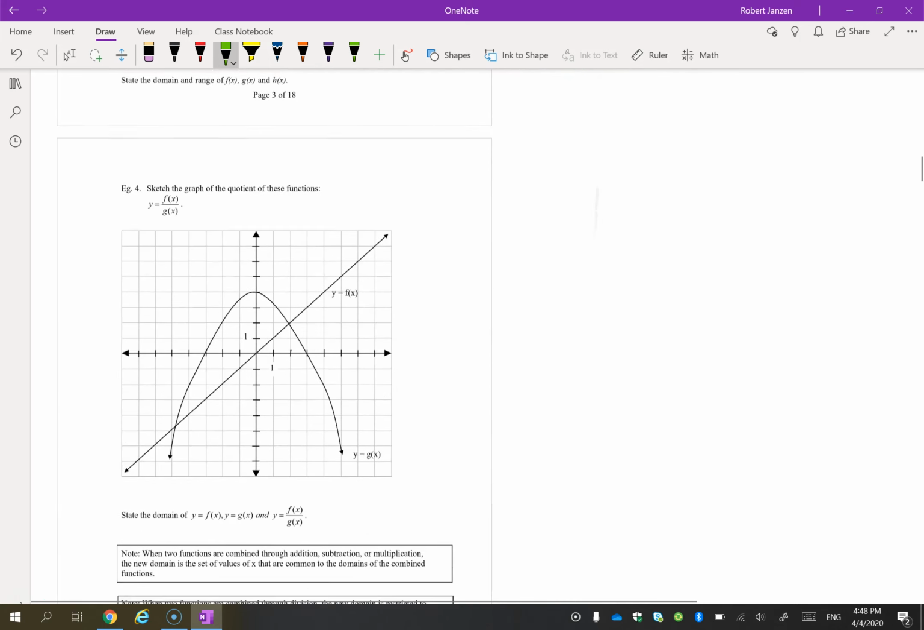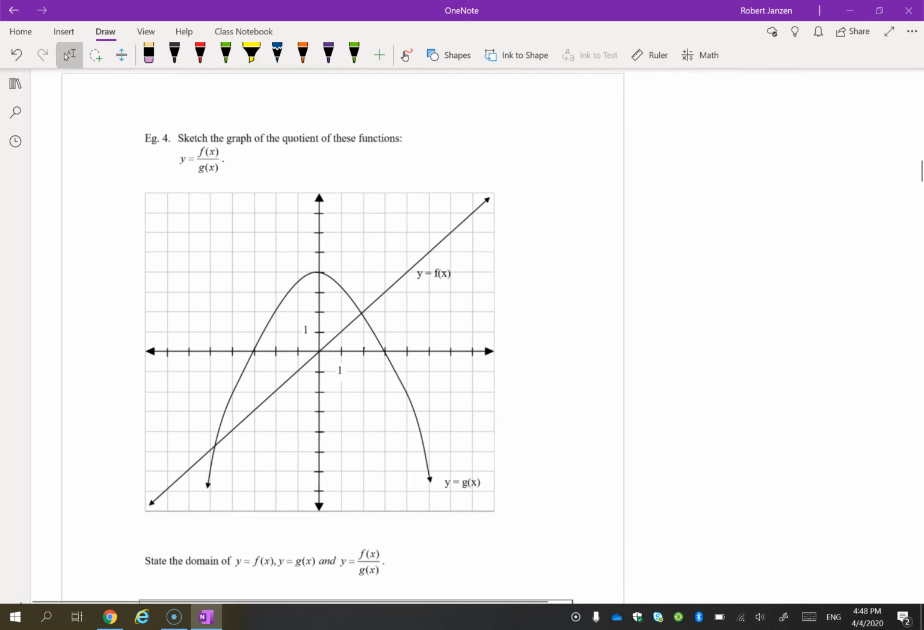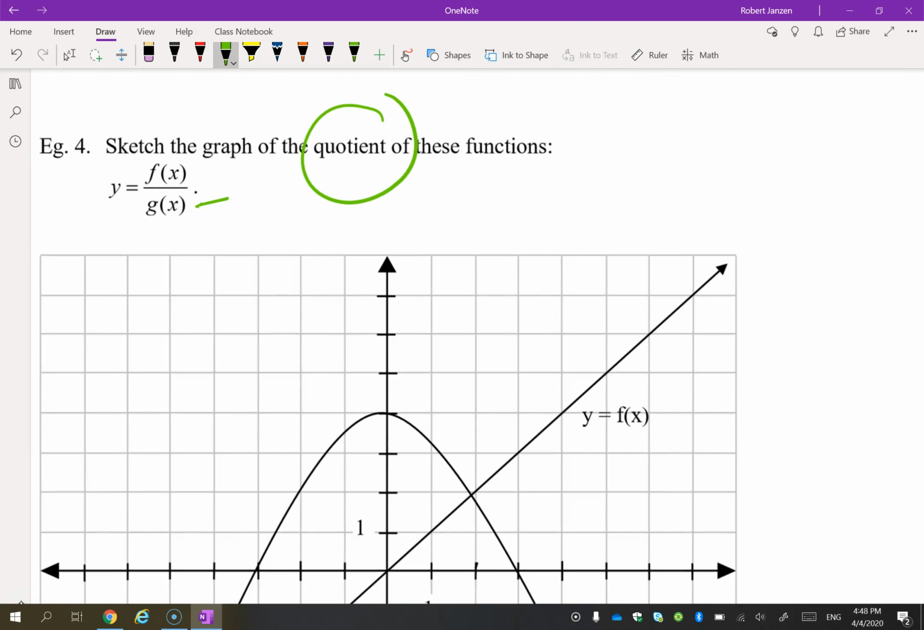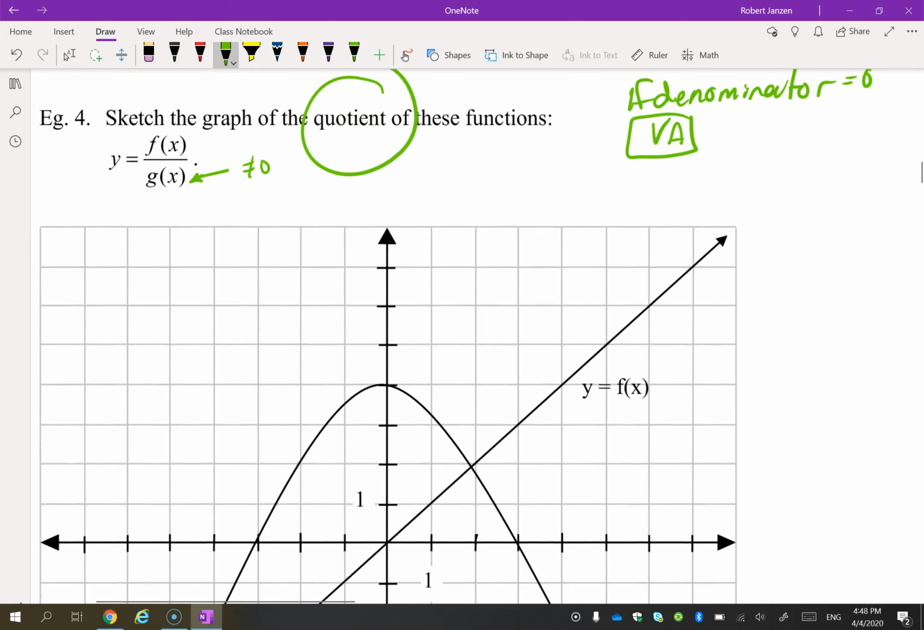Okay, now we've figured out the pattern here, how to do this. There's a special thing to consider though when you divide. When you have a quotient, you need to think about the denominator because the denominator can't be 0. What happens when the denominator is 0? Well, we get a vertical asymptote. Okay, so let's try and look at this one.